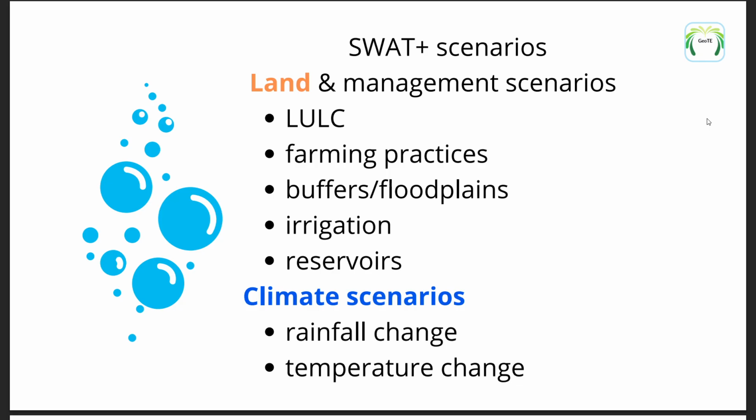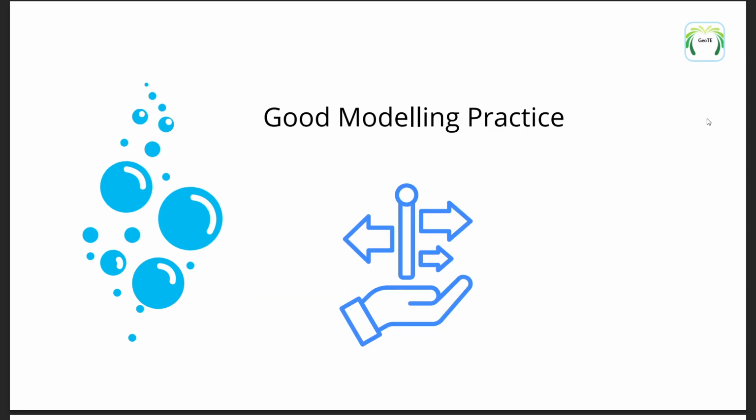Other kind of scenarios are land management scenarios, where you change a certain land use to a different one and see the impact on the hydrology and other kind of variables in the watershed. So this include farming practices, irrigation, and maybe sediment in the reservoir. Yeah, so these are some other things.